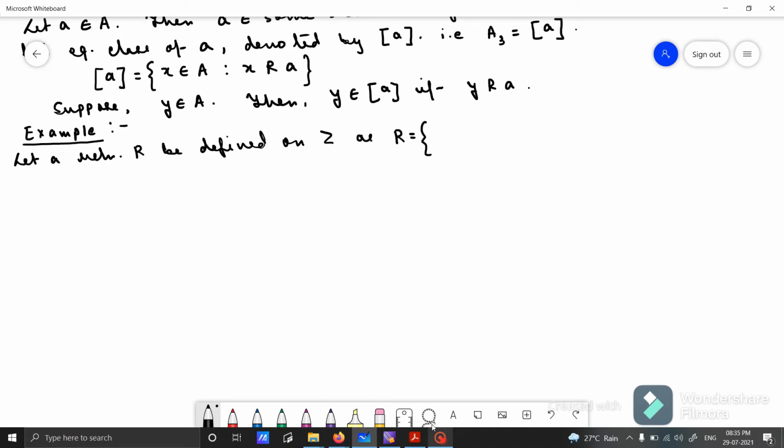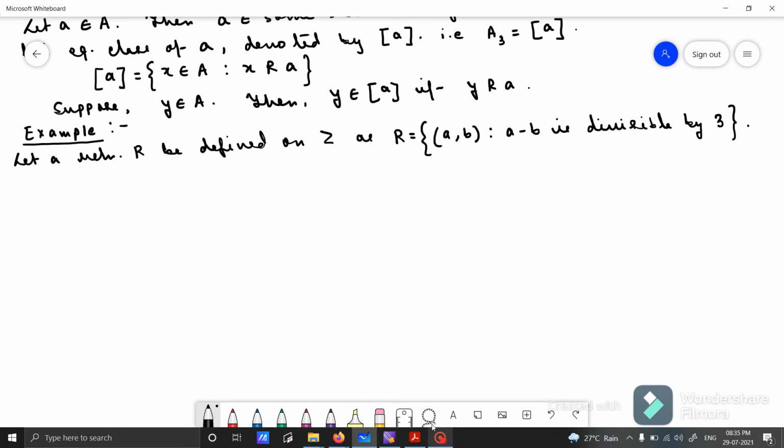R consists of all those ordered pairs (a, b) such that a minus b is divisible by 3. So this is the particular equivalence relation we are taking. Now it's a different issue to show that R is an equivalence relation, that will be in some other video that I'm not doing here. So for the time being, we assume that we know that this particular relation on Z is an equivalence relation.